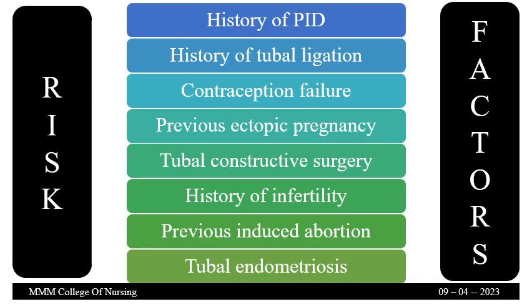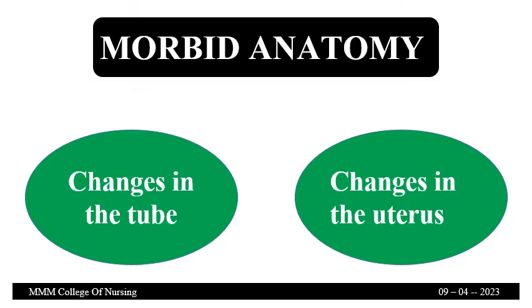So the risk factors are history of pelvic inflammatory diseases, history of tubal ligation. So as I said earlier, everything is given here. Contraception failure, previous ectopic pregnancy, tubal reconstructive surgery, history of infertility, previous induced abortion, tubal endometriosis. So these are some of the risk factors of ectopic pregnancies.